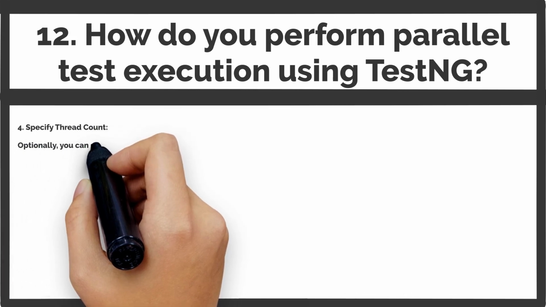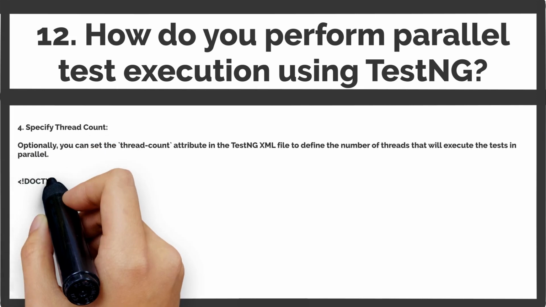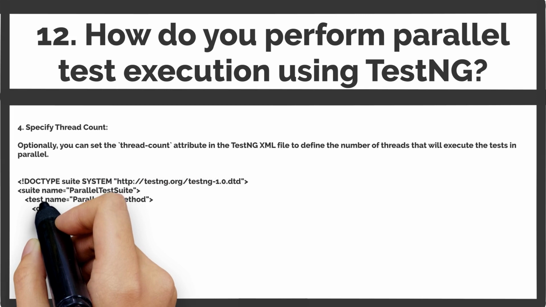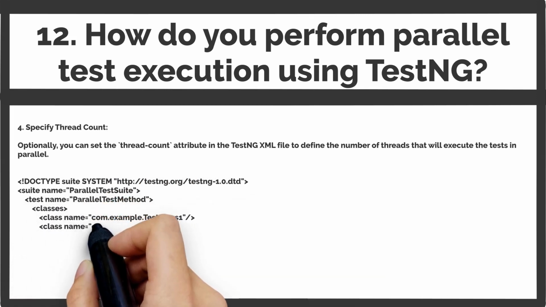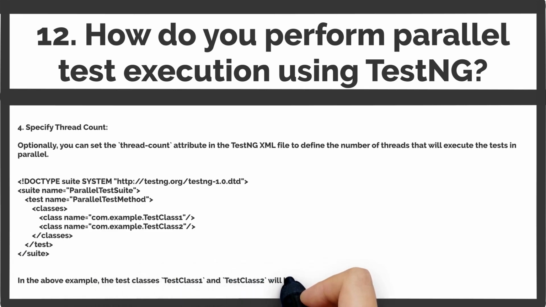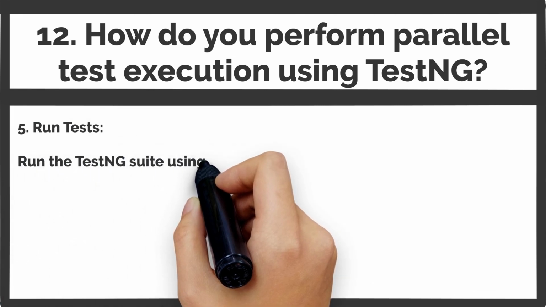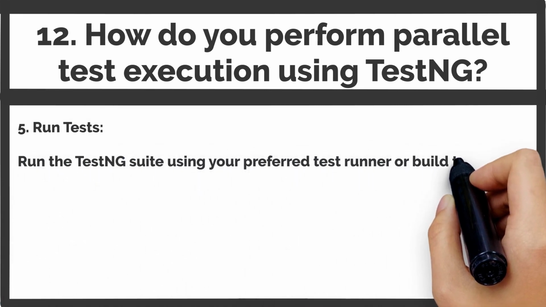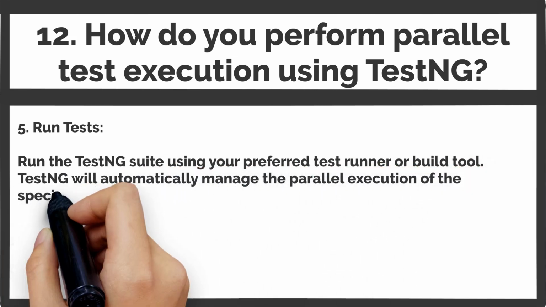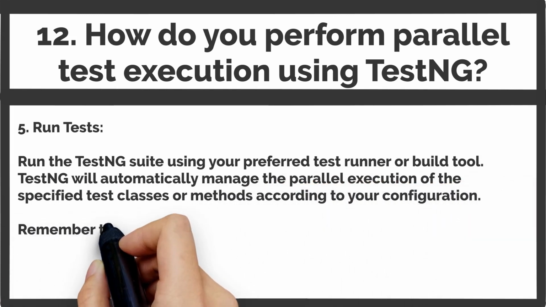4. Specify thread count. Optionally, you can set the thread count attribute in the TestNG XML file to define the number of threads that will execute the tests in parallel. In the above example, the test classes test class 1 and test class 2 will be executed in parallel. 5. Run tests. Run the TestNG suite using your preferred test runner or build tool. TestNG will automatically manage the parallel execution of the specified test classes or methods according to your configuration.